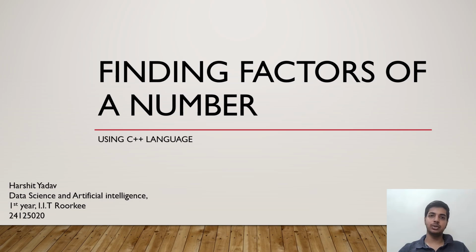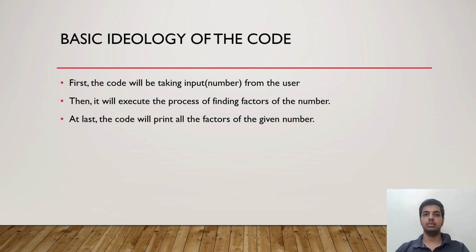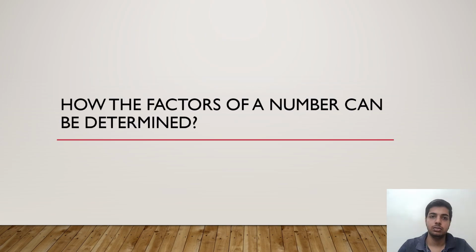Today I'm going to show you how we can find the factors of a number using C++ language. First the code will take input from the user, then it will execute the process of finding the factors of the number, and at last the code will print all the factors of the given number. Now we will see how the factors of a number can be determined. So let's jump to the next slide.